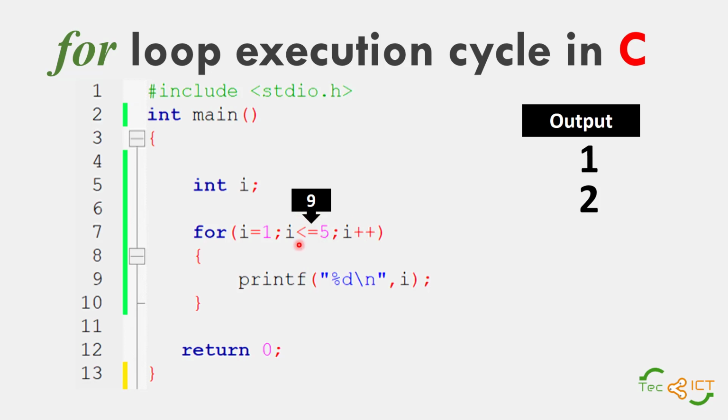The condition. It checks whether I is less than or equal to 5. Here I is 3. 3 is less than or equal to 5, which is true. Again, go to the statement inside the loop. It prints the value of I as 3.